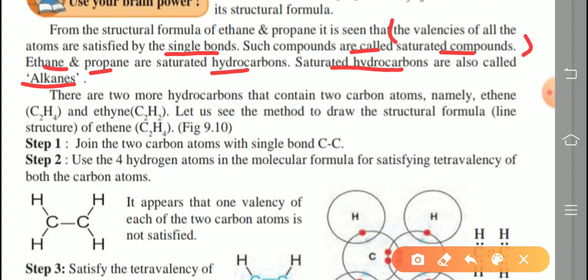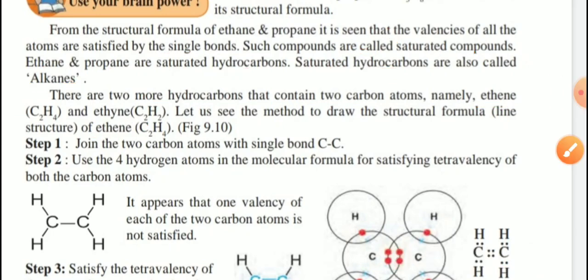Remember, there are two more hydrocarbons that contain two carbon atoms, namely ethene, molecular formula C2H4, and ethyne, C2H2. Let us see the method to draw the structural formula, that is the line structure of ethene, by using the two steps.